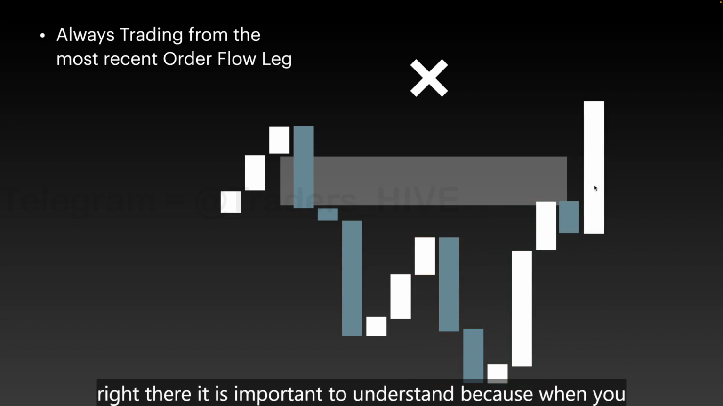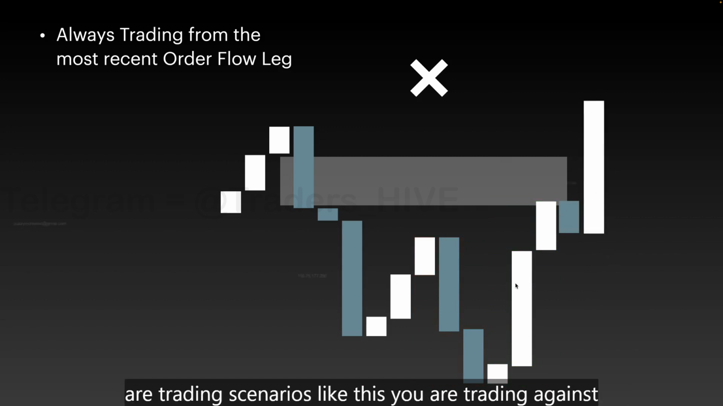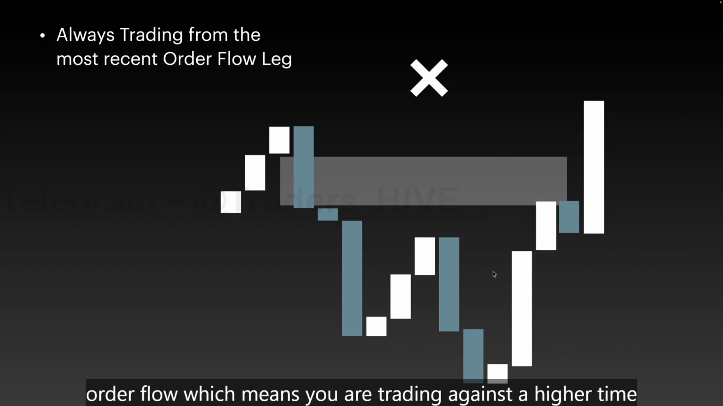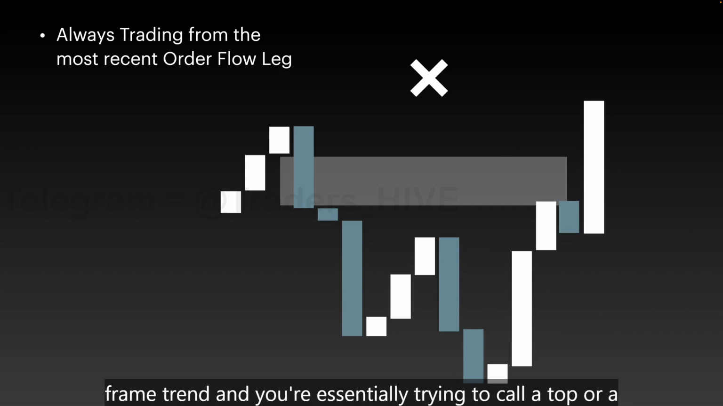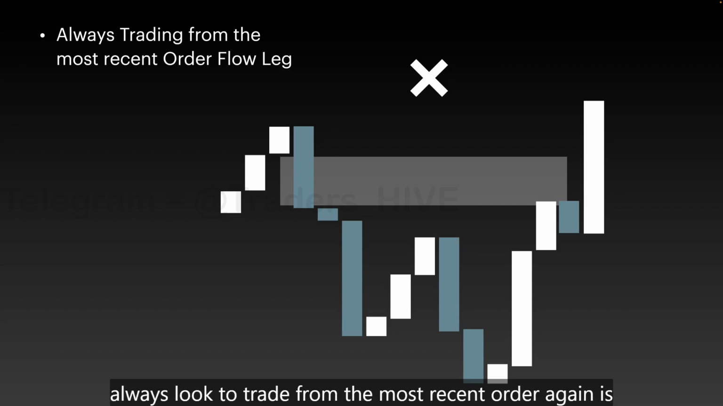This is important to understand, because when you are trading scenarios like this, you are trading against order flow, which means you are trading against a higher time frame trend, and you're essentially trying to call a top or a bottom in the market, which will not work out very well. So always look to trade from the most recent order flow legs.